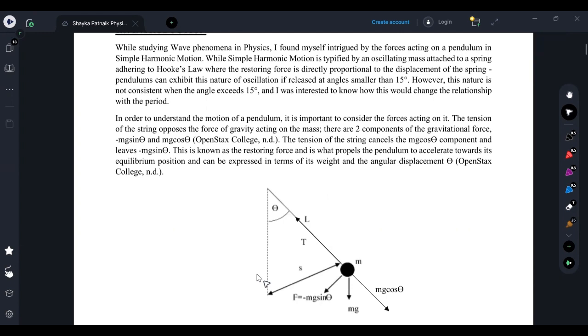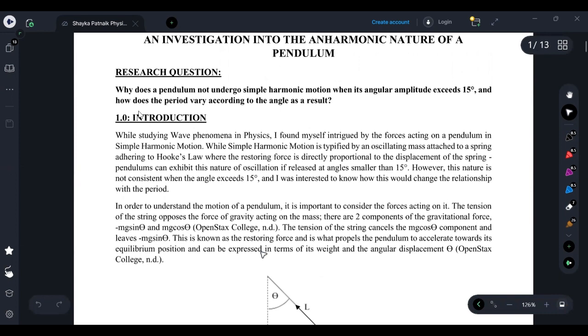So my IA was about what actually happens to a pendulum's period when you release it at large angles. And as a result, my research question was this: why does a pendulum not undergo simple harmonic motion when its angular amplitude exceeds 15 degrees? And how does the period vary according to the angle as a result?